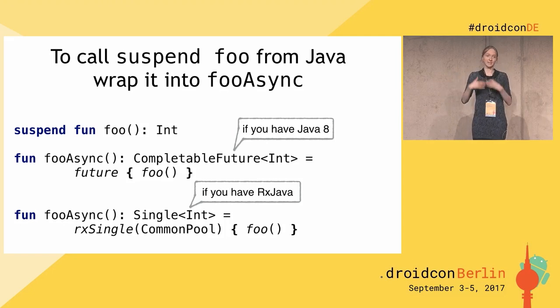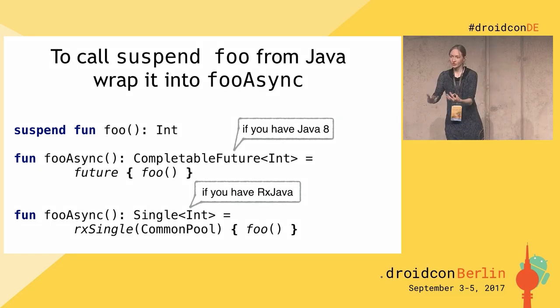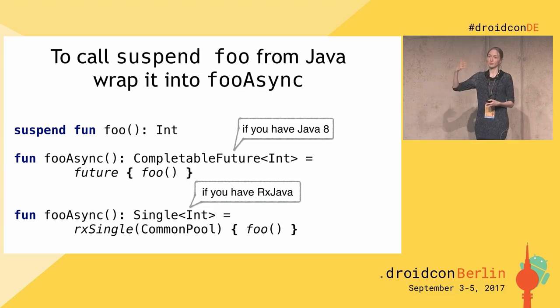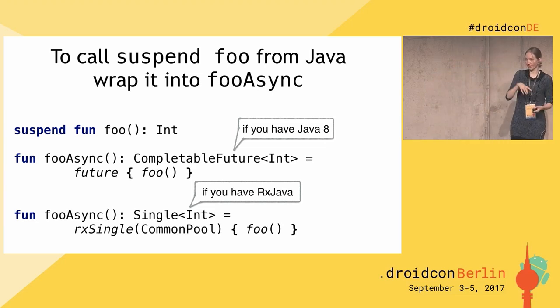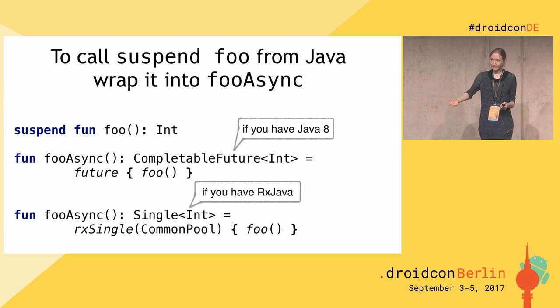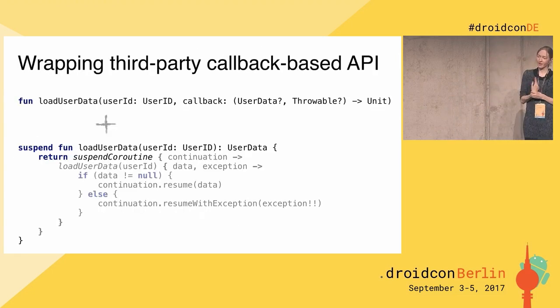If you have your suspend function declared in Kotlin, you can just wrap it into some kind of future or promise or deferred and return it to Java. So if you have Java 8, you can wrap it into a CompletableFuture. If you have RxJava, you can wrap it into a Single, and afterwards you can use it from Java in a regular way, working with the CompletableFuture of Java.